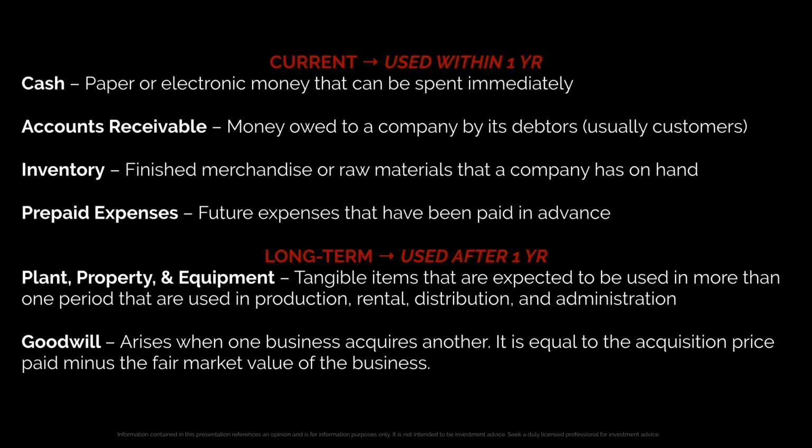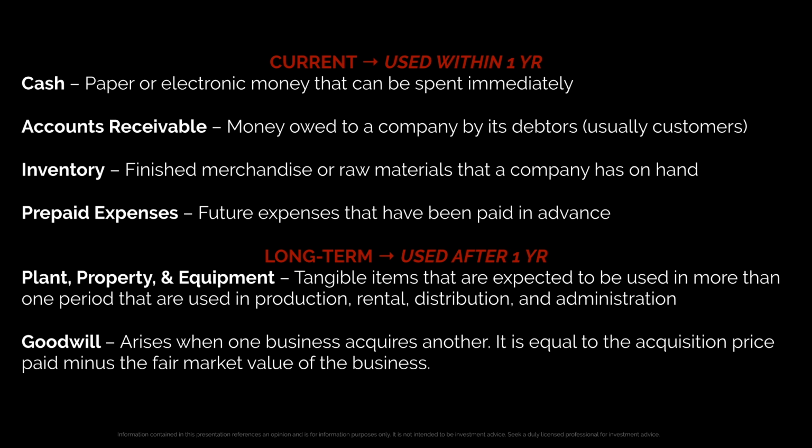Next is accounts receivable, money owed to a company by its debtors, usually customers. So when you go to the Apple store and buy an iPhone on a credit card, Apple doesn't get the money directly from American Express or your credit card company. It normally takes anywhere from 60 to 90 days. So Apple, if they want to generate a balance sheet after you've made your purchase, can mark it under accounts receivable because that money is owed to them by the credit card company.